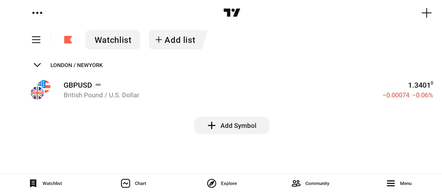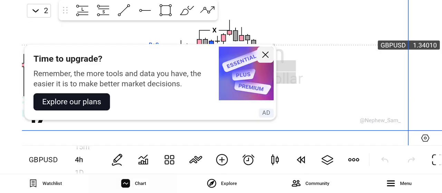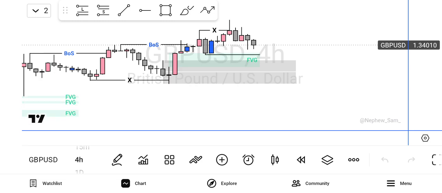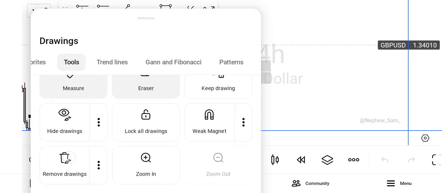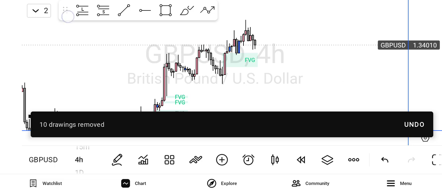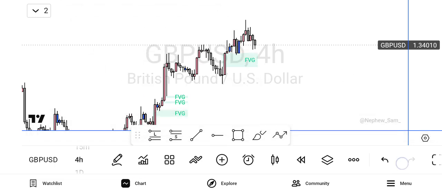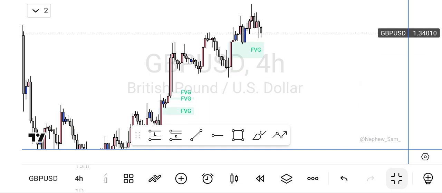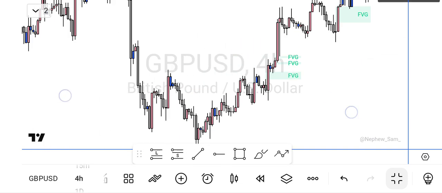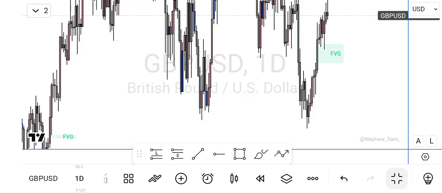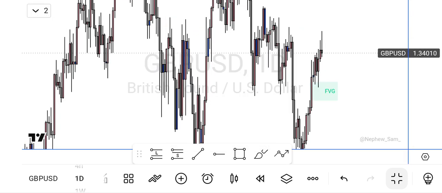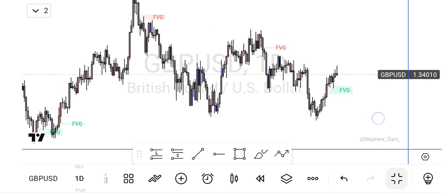So let's go into the charts. Now, this is the GBPUSD chart. For us to make our analysis, just like I explained before, we start from the daily time frame.